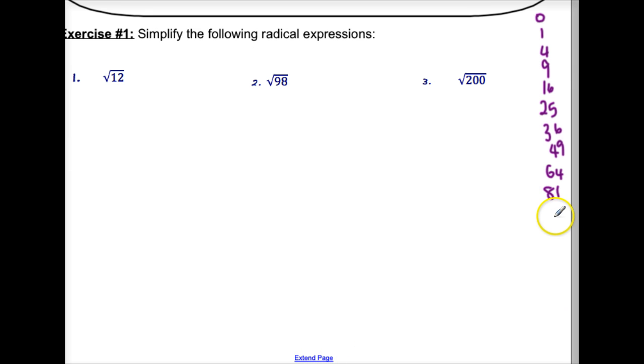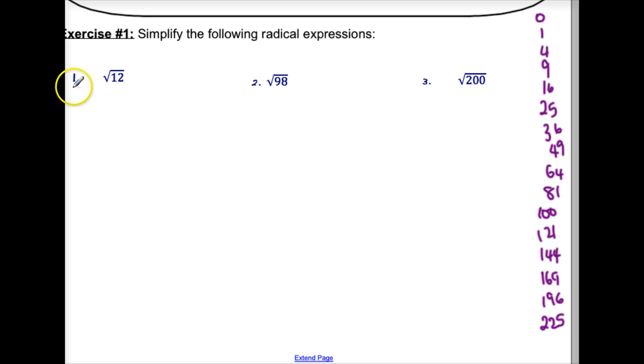Let's extend this. 10 times 10 is 100. 11 times 11. 12 times 12. 13 times 13. 14 times 14. And then 15 times 15. Alrighty, so we have our number line here. It goes from 0 to 225. The largest one we're going to need is 200.